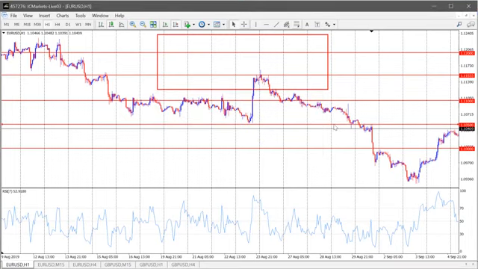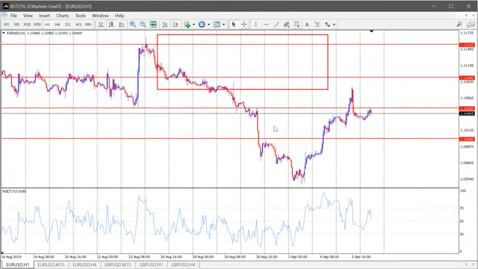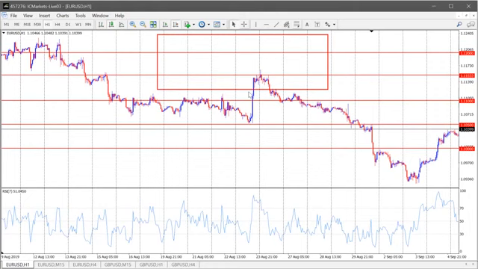Let me untoggle that again. So how do I use this? When price gets to 70 and it crosses down, like here, it gets to 70 and it heads back down to the downside, then I'll start selling. Now make sure first your price is at a psychological level. And let me show you one more example.